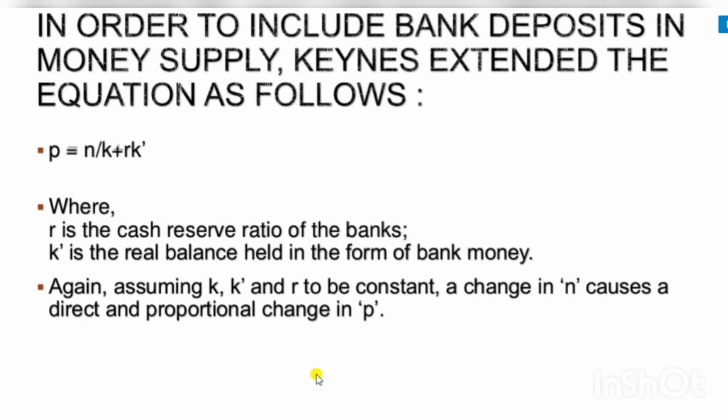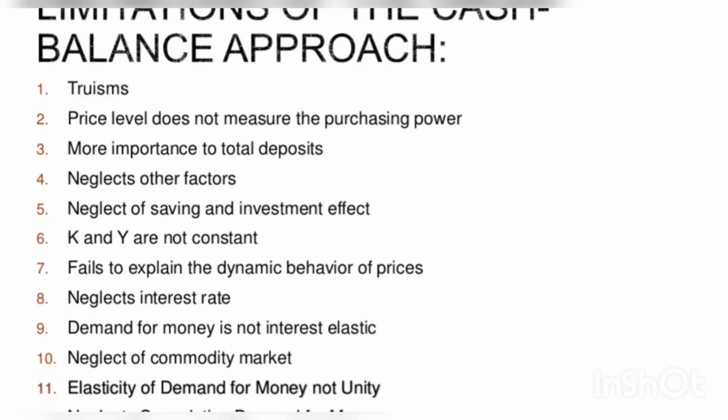Students, in all the approaches, we are again and again saying that if the quantity of money rises, prices also rise and the value of money falls. The limitation of this cash balance approach is that the price level does not measure the purchasing power. There were some neglected factors over there. K and Y are not constant in the real world. Demand for money is not interest elastic, and many more.